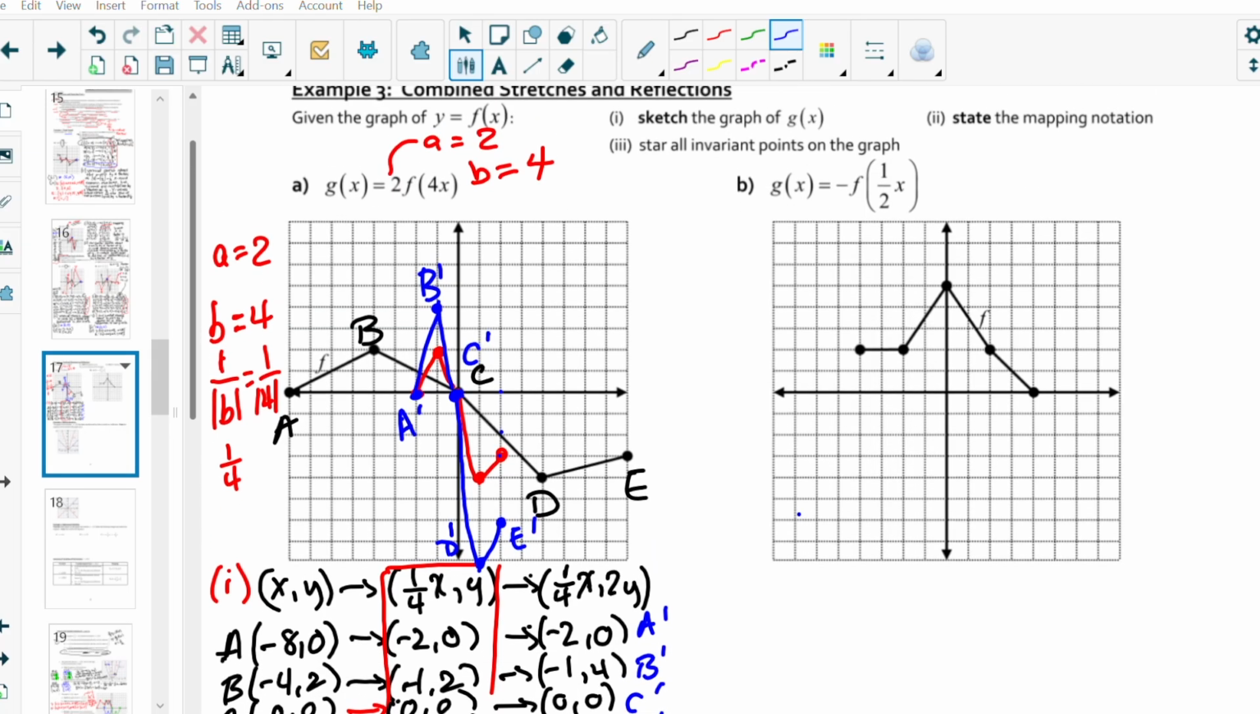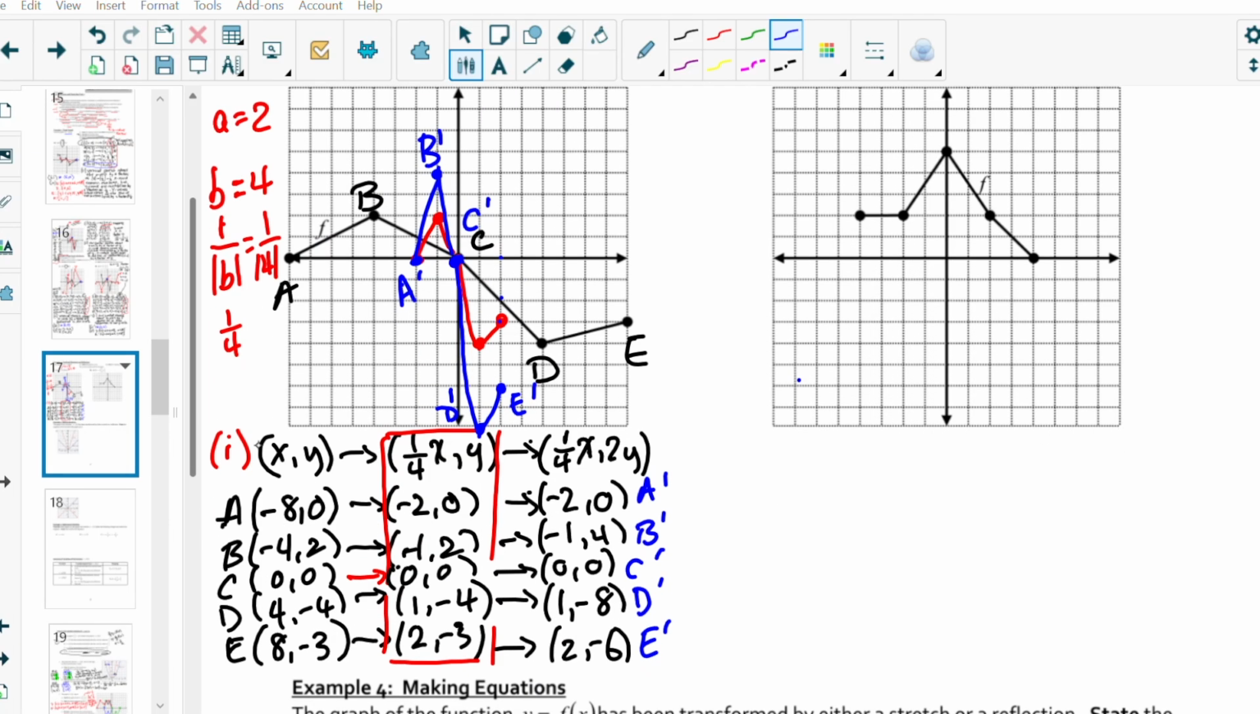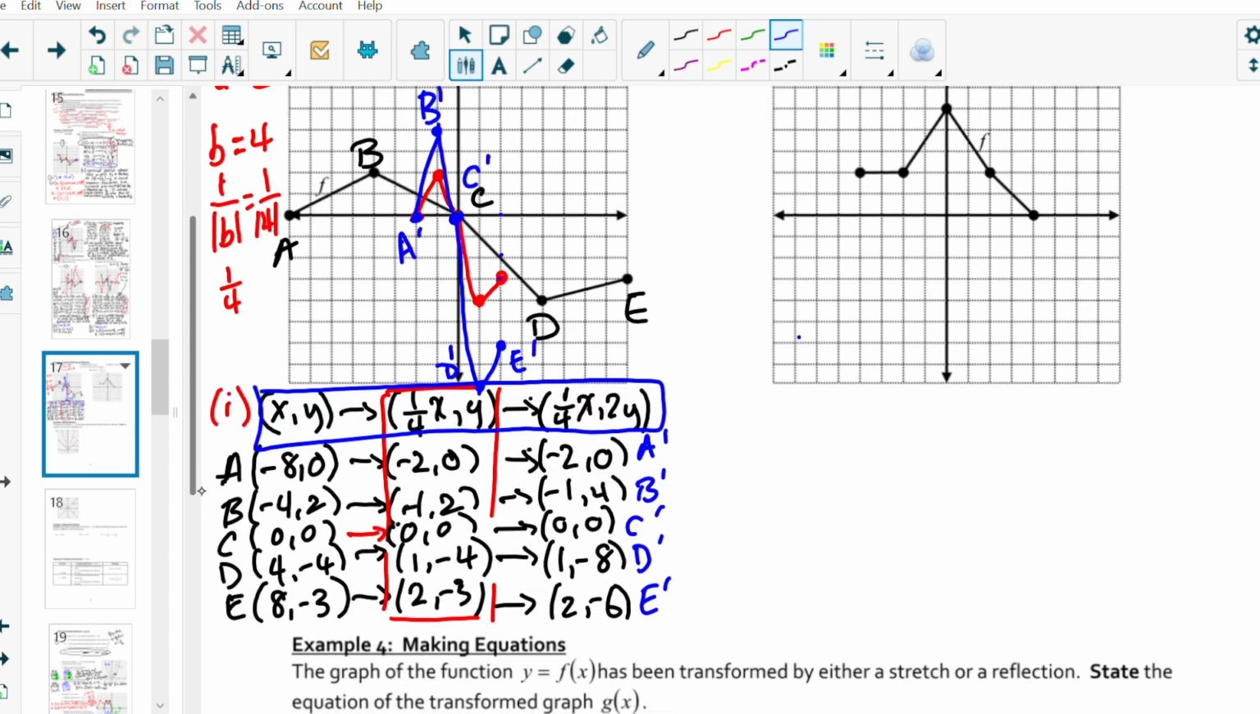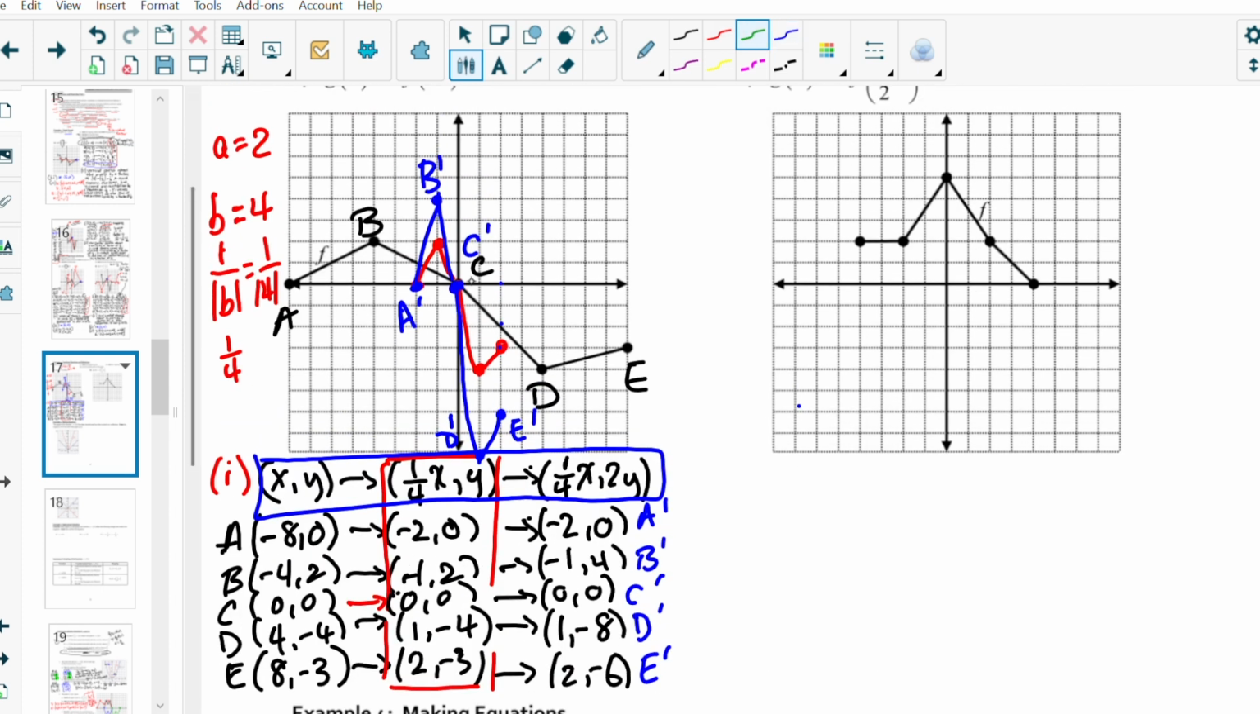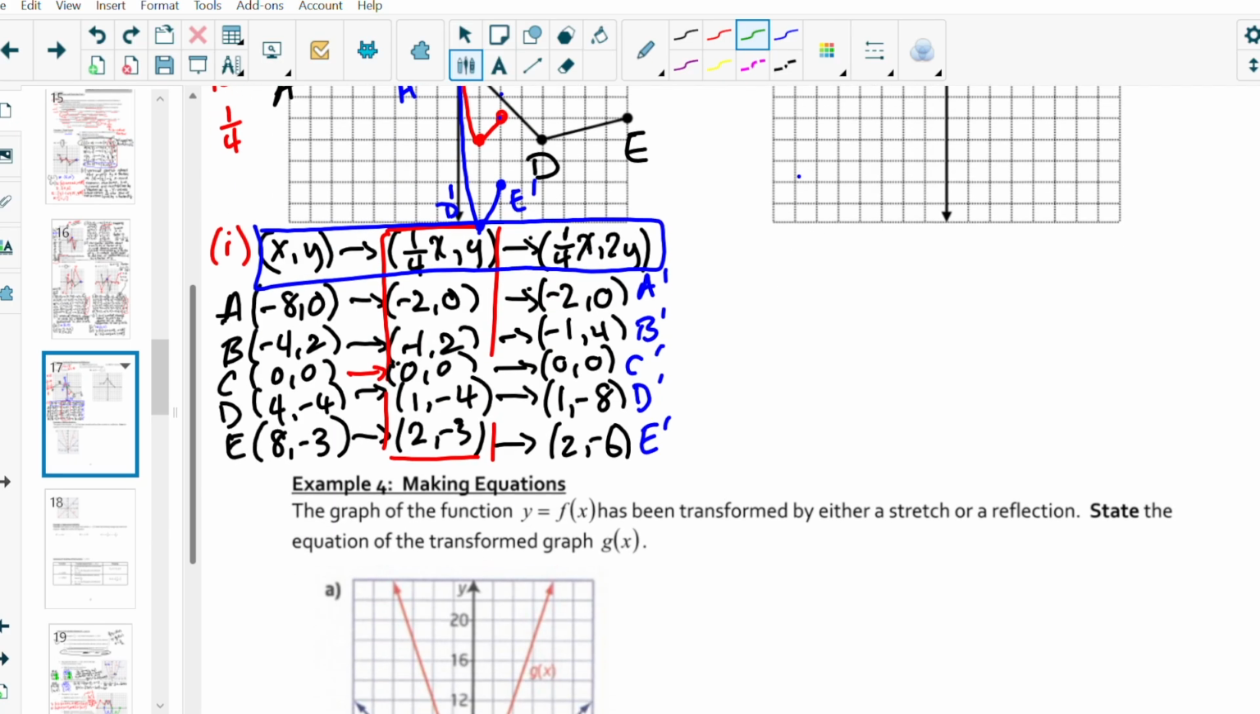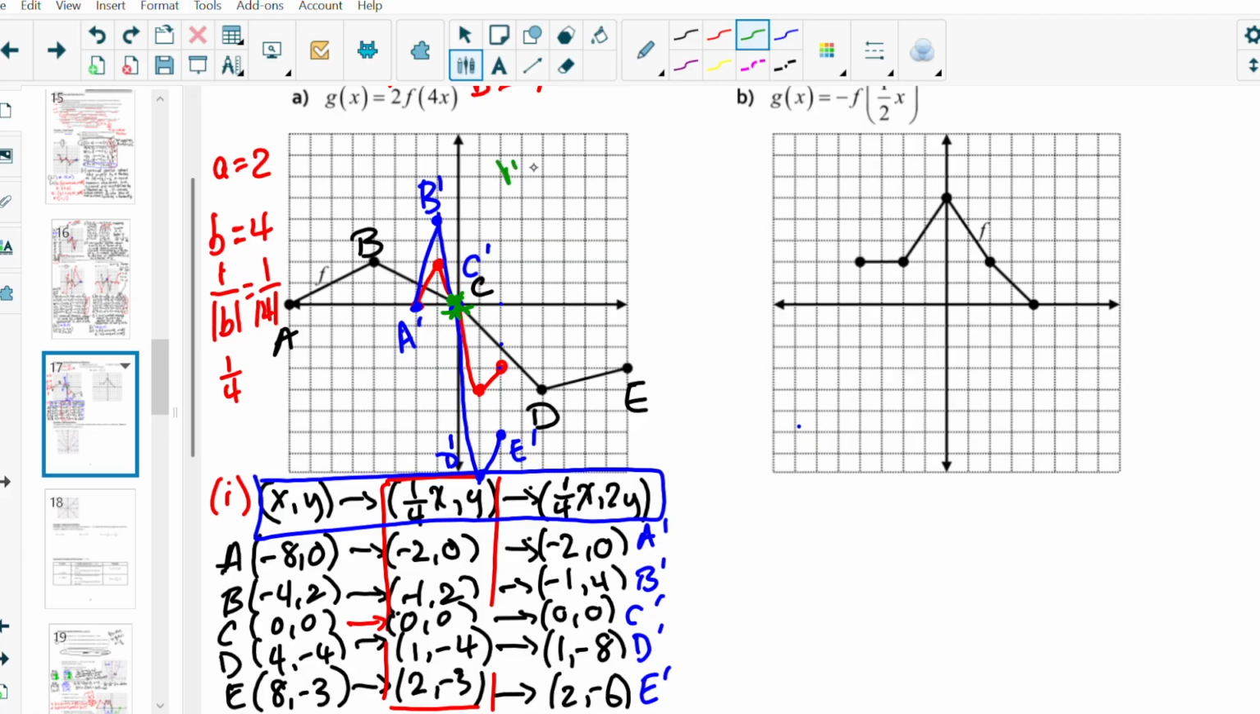So sketch the graph. So we've sketched the graph. State the mapping notation. Here it is in full, step by step. And star all invariant points on the graph. So the invariant points right here in green. Okay, so I have, oops, sorry, that is not it, just right here at C prime. Okay, and I'll write right here, invariant point at C prime, which is 0, 0.